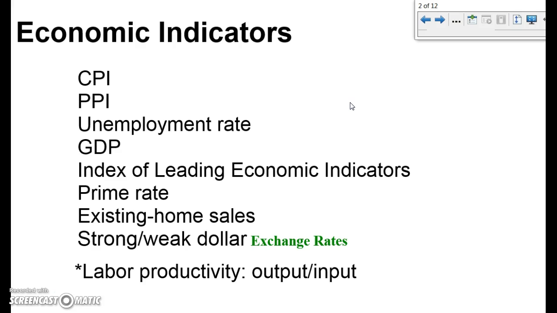And last, I just put a little note, labor productivity. Labor productivity is also an economic indicator. It doesn't necessarily correlate well with the others because as labor becomes more productive, that might have our GDP grow, but it might cause actually greater unemployment because we don't need as many workers. And labor productivity is defined as outputs per unit of input, or how much an average worker can produce.